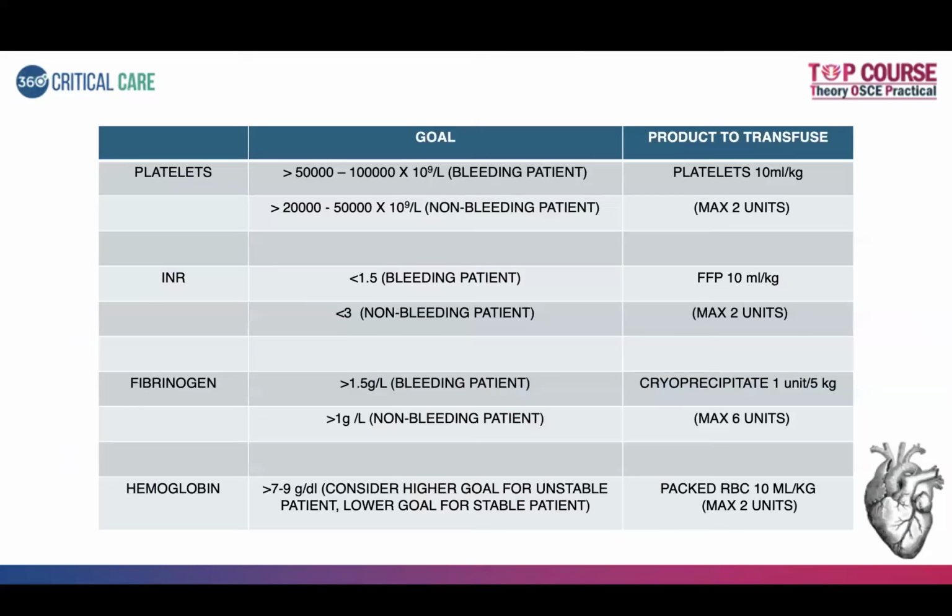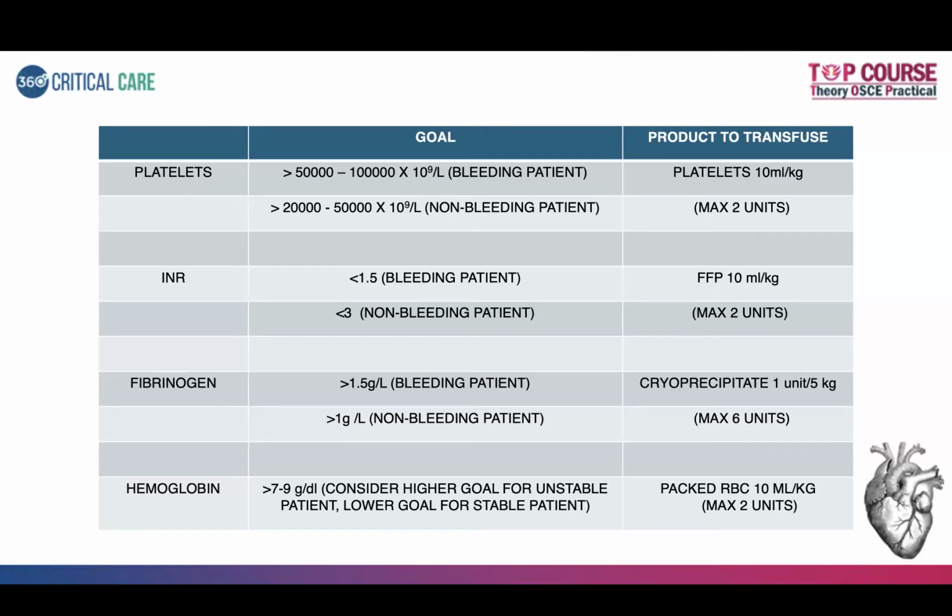So the hematological goals: there are 4 things you need to keep in mind: hemoglobin, platelets, INR, and fibrinogen. These goals are those that you already know about. I've just kept it in a more systematic format so that it is easy to write in the exams. So platelets, if it is less than 50,000 in a bleeding patient, you need to transfuse. And if it is between 20 to 50,000, or less than 50,000 in a non-bleeding patient, then you will have to consider transfusion.